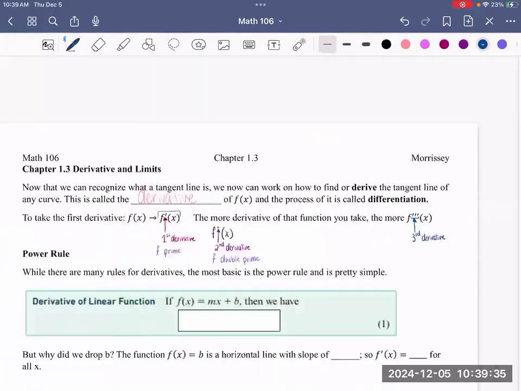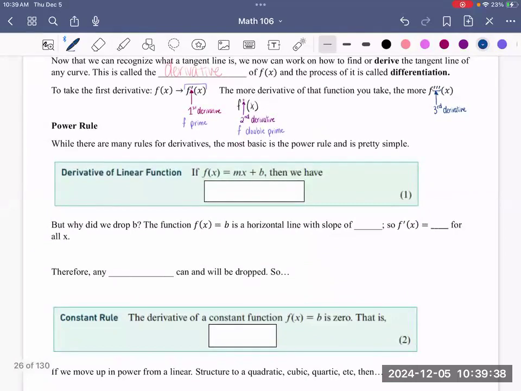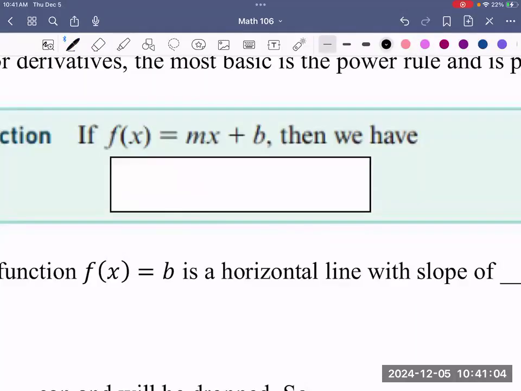Now, there are different rules, and there's lots of rules depending on the type of function you have. We'll start with the power rule when we talk about linear functions. Linear functions being the most basic, sometimes even the constant rule as well, again, most basic. So it says, while there are many rules for derivatives, the most basic is the power rule. There we go. It's pretty simple. So it says, f of x is equal to mx plus b. Then for your first derivative, f prime of x, and I'm just going to give it to you first. This is just equal to m.